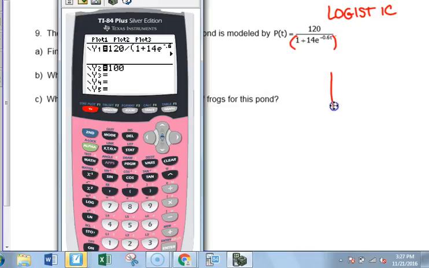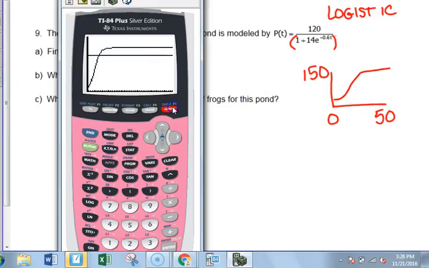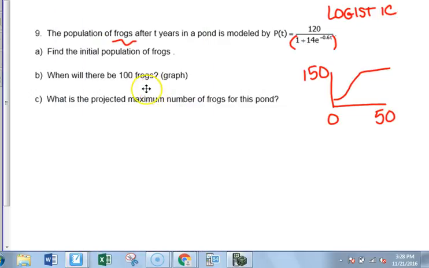Now, I'm going to go out like 50 years. I have no idea how long these frogs are going to take to multiply. And what is this going to max out at, guys? 120. Yeah, we look at that top number. The carrying capacity is 120. So I think I put my window to like 150. But it's going to look like this.